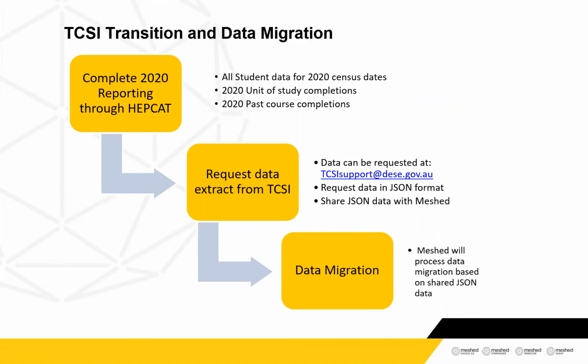We will need that data to do your TCSI data migration, which will be conducted as a separate project. So these are the three basic steps. That is, first you will need to complete your reporting through HEPCAT for 2020, then request data in JSON format from the TCSI team and share that data with us for the data migration.